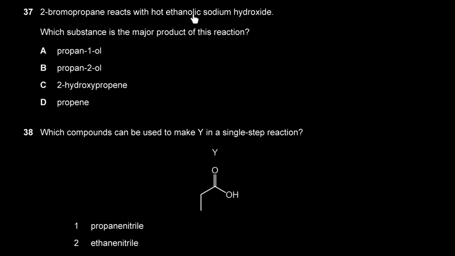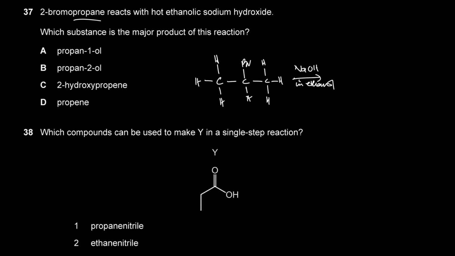2-bromopropane reacts with hot ethanolic sodium hydroxide. Which substance is the major product of this reaction? Now 2-bromopropane is this guy, right? We have a 3-carbon compound, that's propane, and then we have a bromine on carbon number 2, right? And when this guy reacts with ethanolic sodium hydroxide, what type of a reaction takes place? When a halogenoalkane is reacted with sodium hydroxide and ethanol, right, we get an elimination reaction.